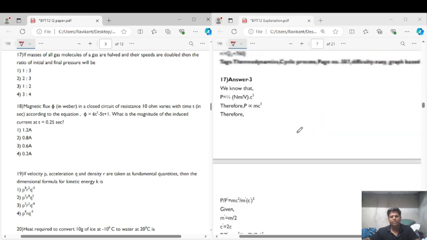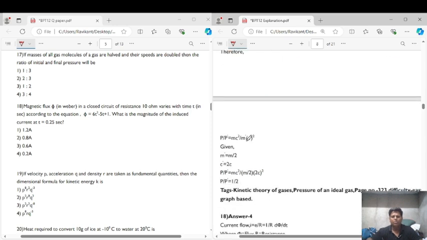Question number 17. If the mass of all gas molecules of a gas is halved and their speed is doubled, then the ratio of their initial and final pressure will be? So we know the pressure is equal to 1 by 3 Nm upon V into C square. So from here we get that pressure is directly proportional to M into C square, right?